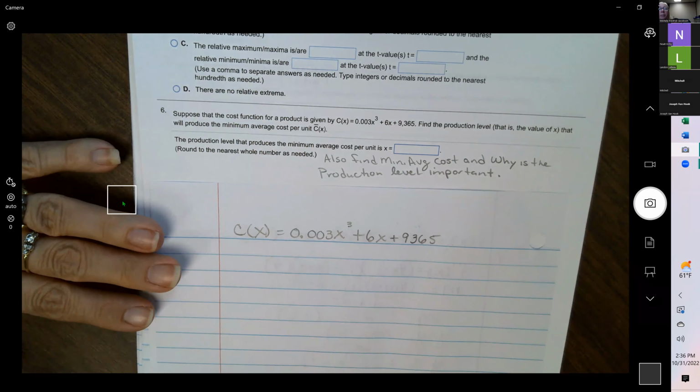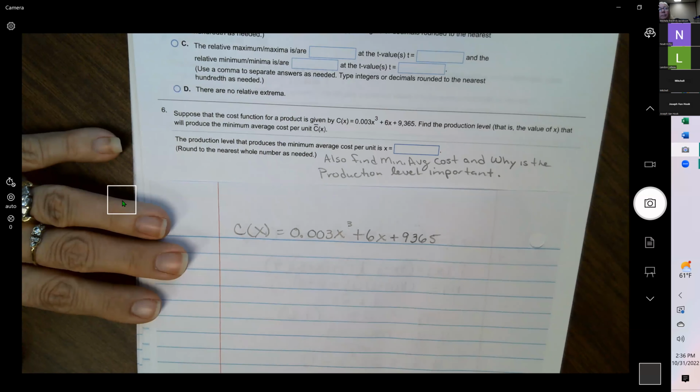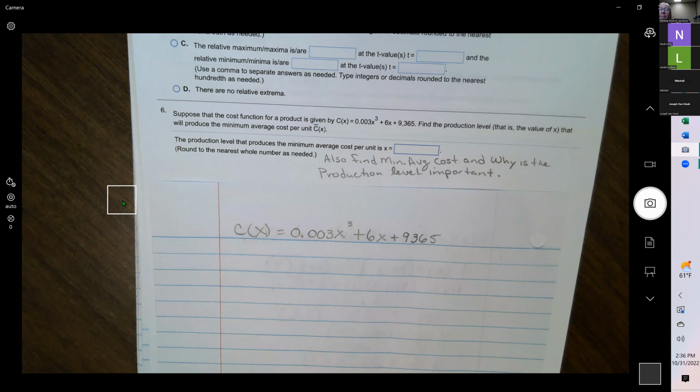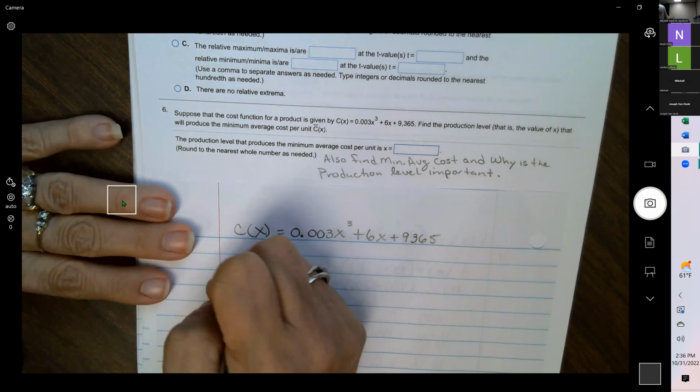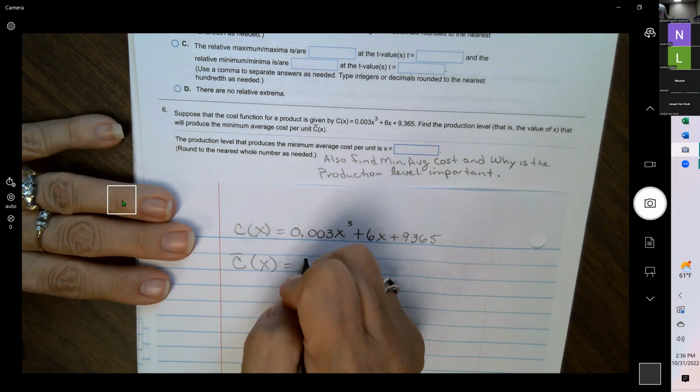How do we find minimum average cost? Anyone? No one wants extra credit? It was on your last test. Remember, average cost, think about the average. You divide by how many there are, and there's x of them. So you take your cost function and divide by x.